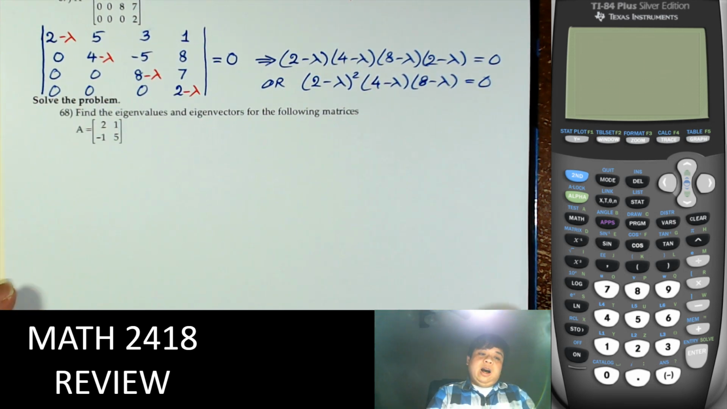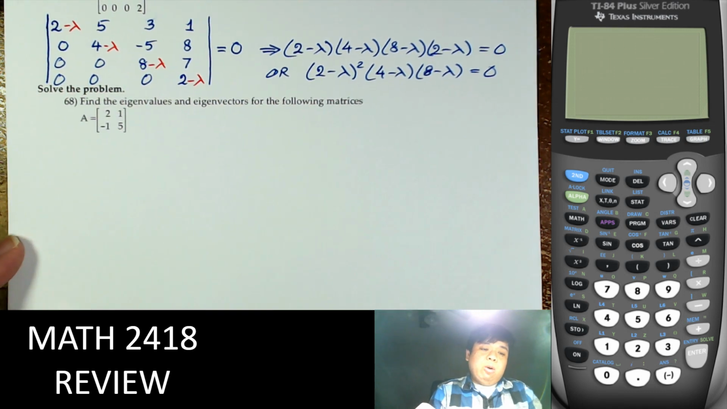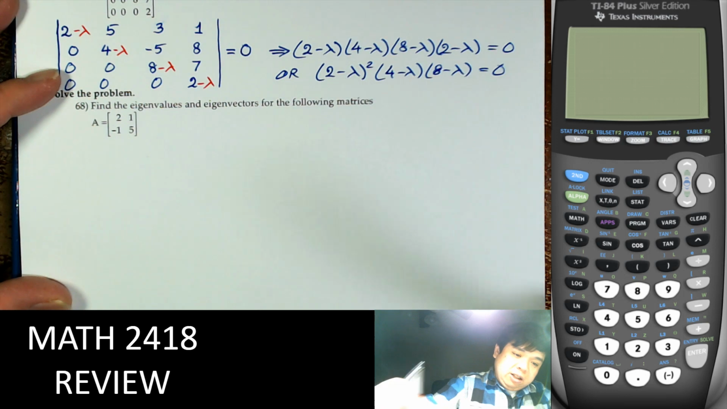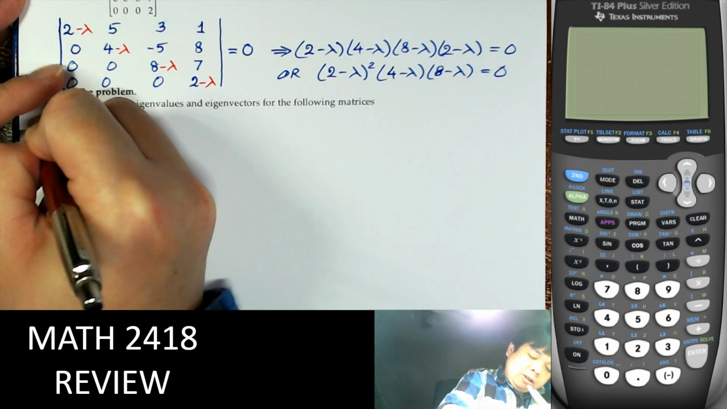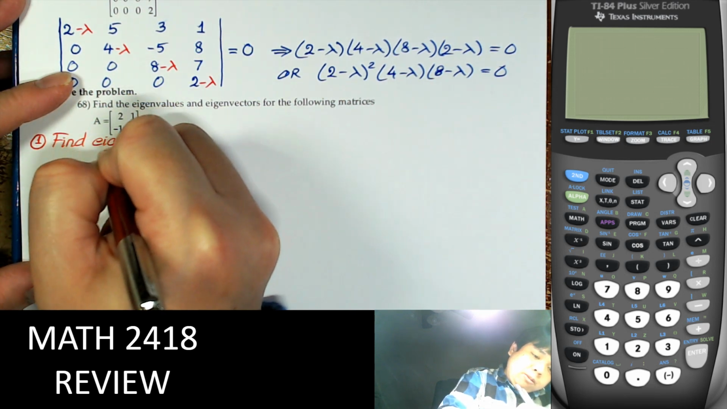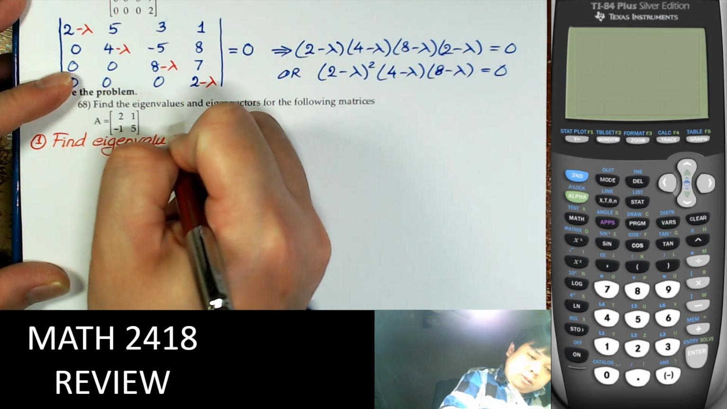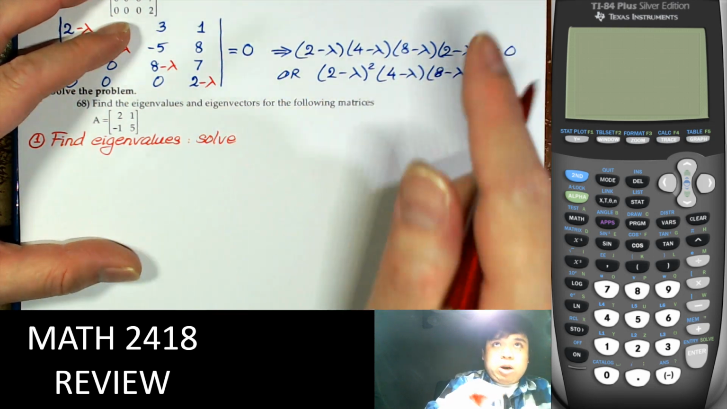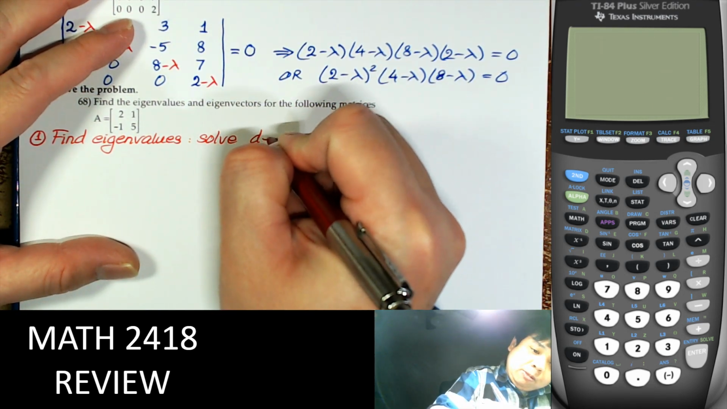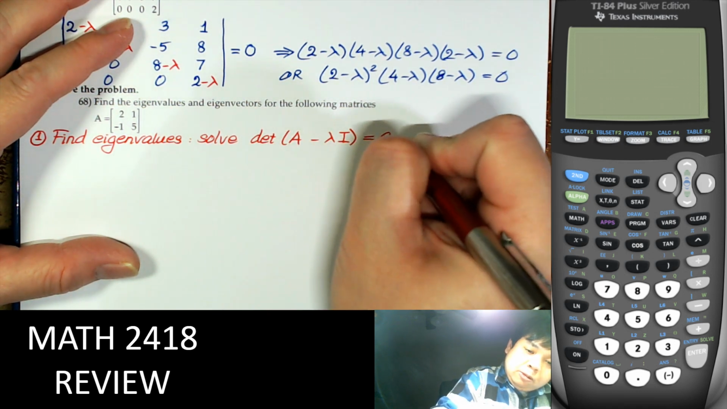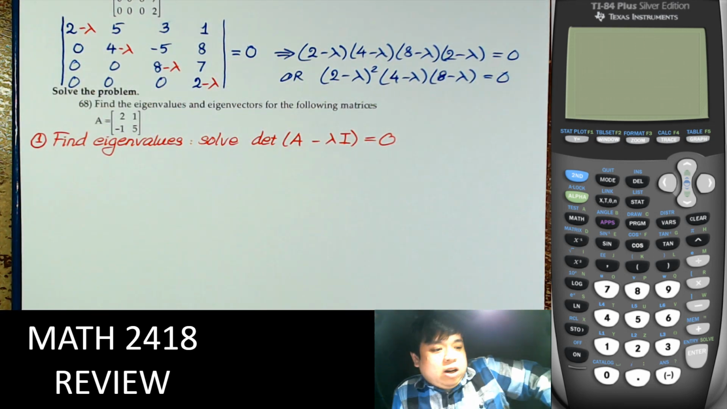Right. Next, we find the eigenvalues and eigenvectors for the following matrix. For this, first we find the eigenvalues. After that, we find the eigenvectors. So step number 1. Find the eigenvalues. Meaning we solve this characteristic equation, that is a zero number, not a zero vector.